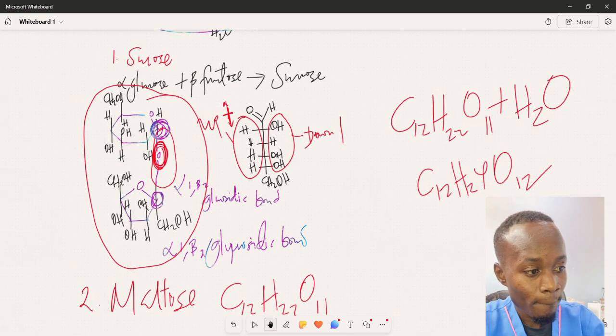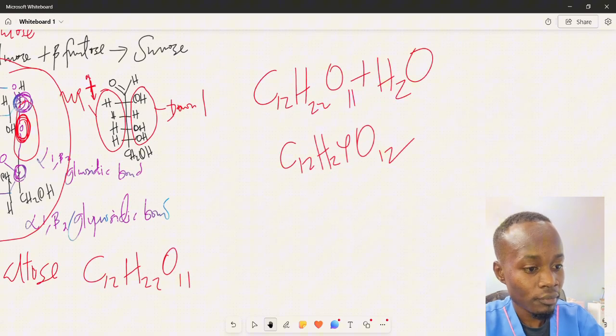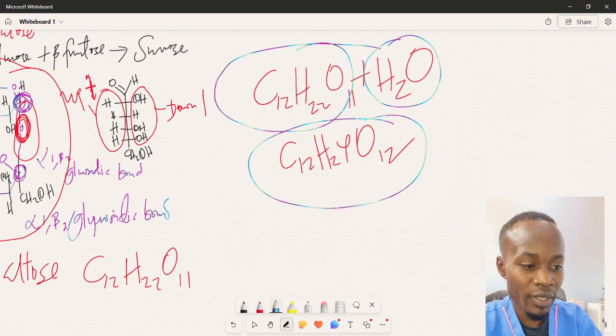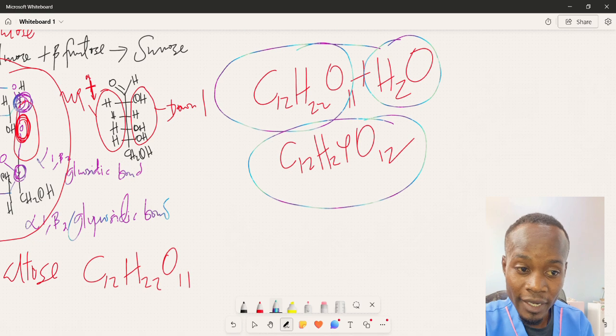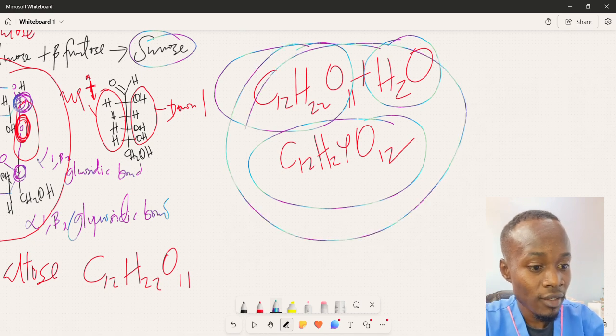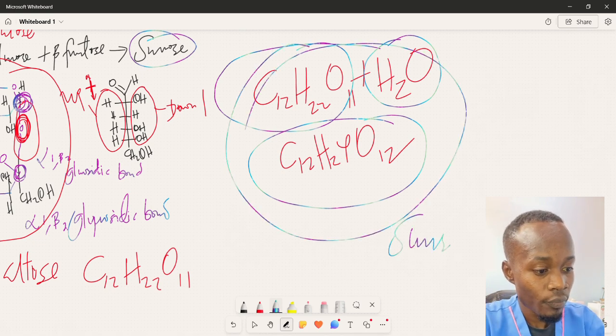So when you are reversing from this one to this one, there is this water molecule that makes it hydrated. So that water, through the help of an enzyme. So remember here we were dealing with sucrose. So the enzyme that will act here from sucrose to form a simple sugar is an enzyme sucrase. Yeah, to form a simple sugar.